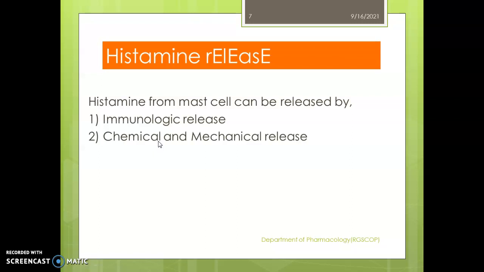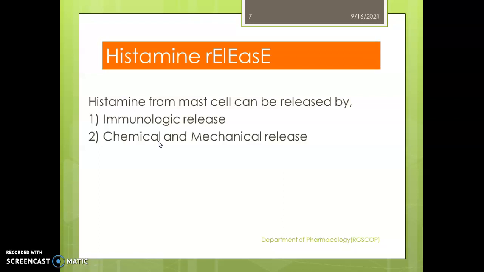Initial exposure to an allergen leads to the production of IgE antibodies, which then bind to their respective site, that is the IgE-specific receptor, which is present on tissue mast cells or blood basophils.